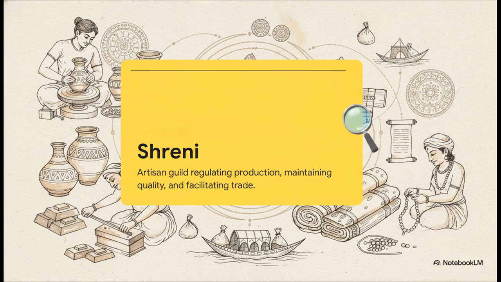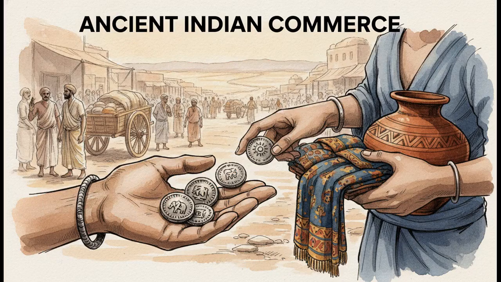But these artisans were smart. They didn't just work alone. They organized into shrinis, which were essentially powerful trade guilds. These guilds were incredibly organized. They regulated what got produced, enforced strict quality control, protected their members, and made doing large-scale trade 100 times more efficient. Of course, to handle all that fast-paced trade, the old barter system just wasn't going to cut it anymore.